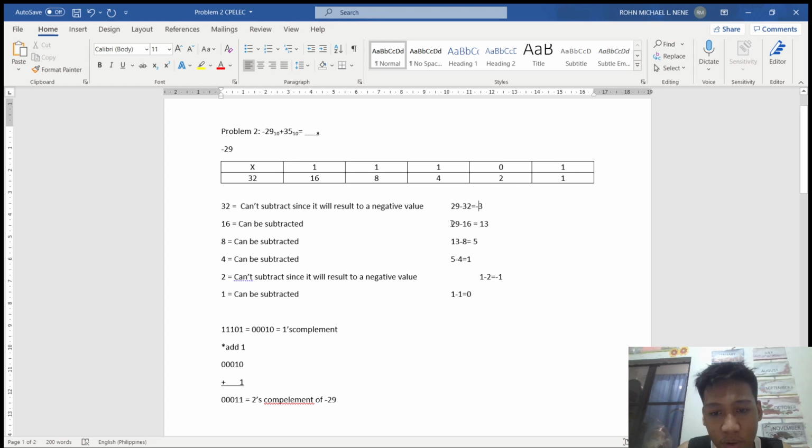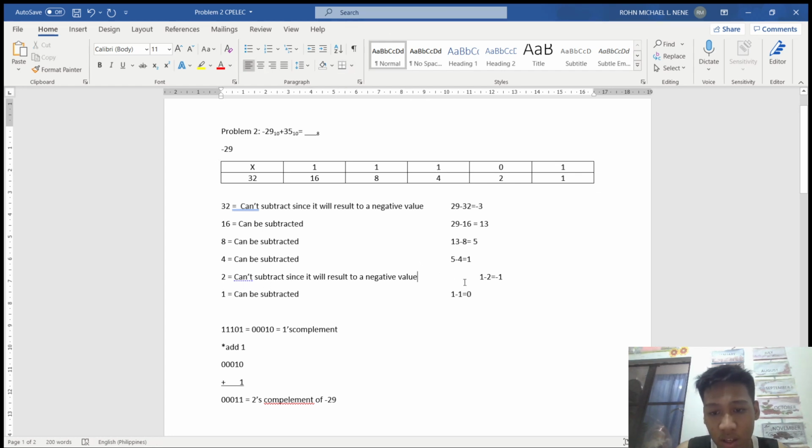Here, if we subtract 29 to 16, we have a positive output, which is 13. That is why we can subtract it. Then the value of the output here will be subtracted to the next value here in the table, which is 8. Since it can be subtracted, which has an output of 5, we will be having an output of 1 here. Then next, 4. The output here is 5, and subtracting it to 4, we will be having an output of 1, which is why there's an output of 1.